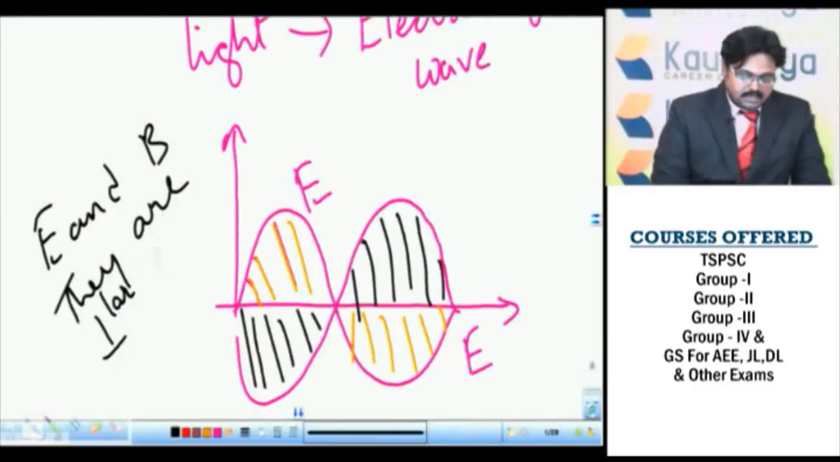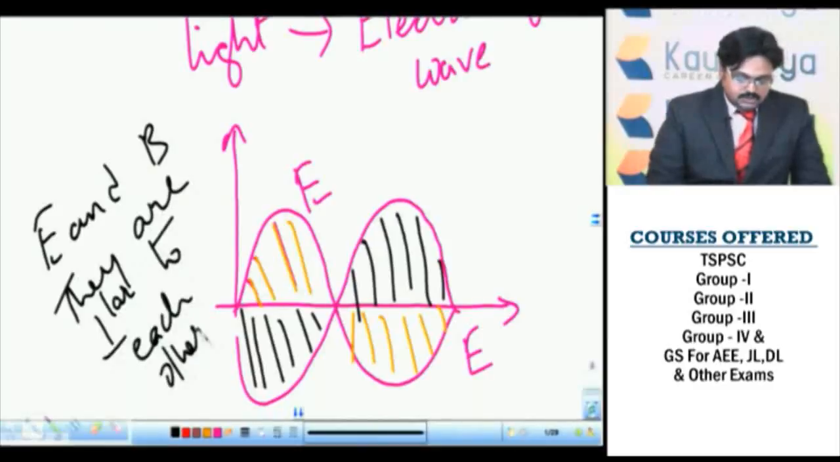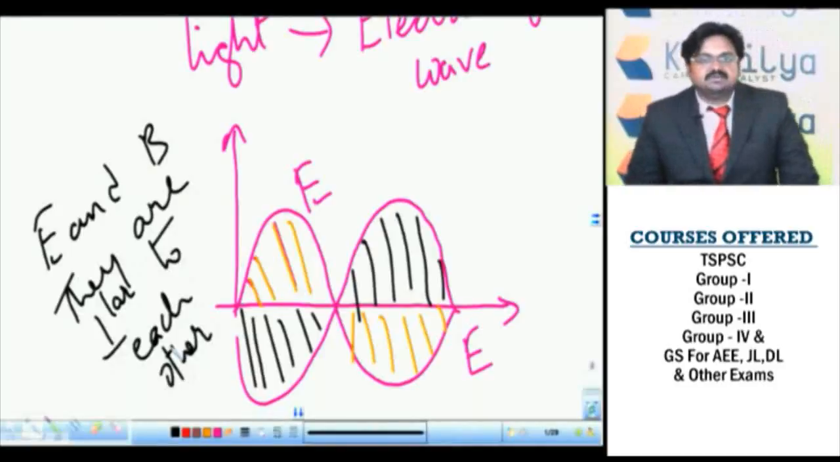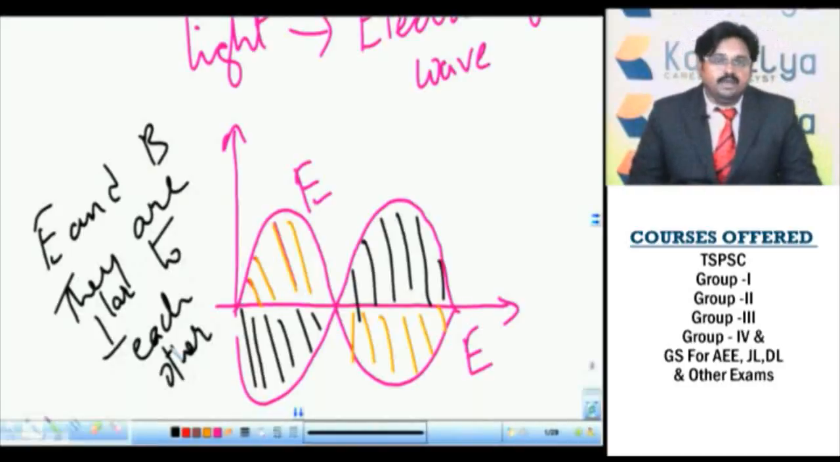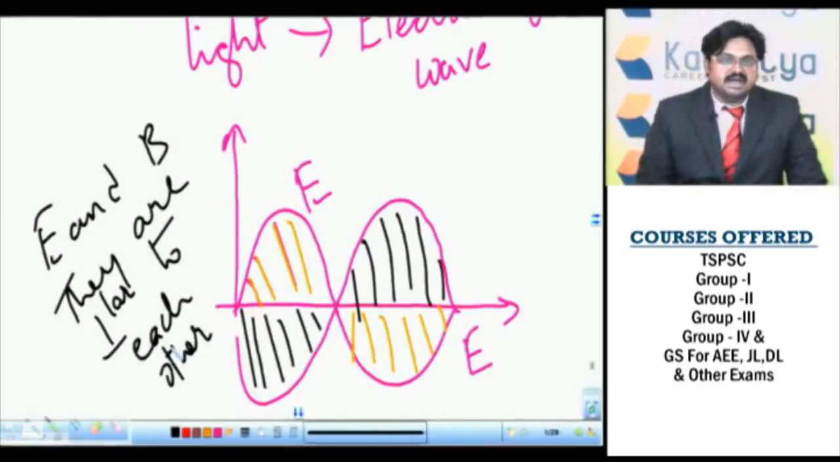So what is light? Light is an electromagnetic wave. This electromagnetic wave has two components: one is the electrical component, the other is the magnetic component. Now how do these two components lie? Both components are perpendicular to each other. Now what is the direction of the light itself? The direction of the light is perpendicular to both E and B.